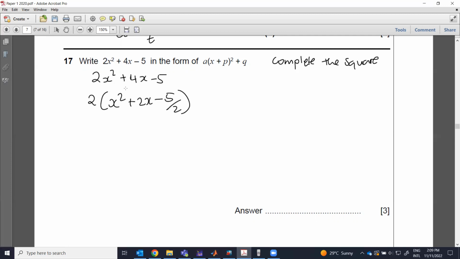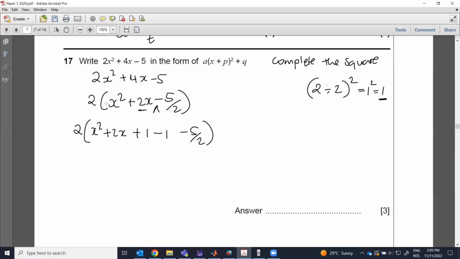So notice I didn't say divide everything by 2, because if I divide everything by 2, I've changed the question. It's no longer the same as the way it was given. Then what you do is you look at this term here, this plus 2, what you're going to do with it is you're going to divide it by 2. So I say 2 divided by 2, and then the answer you get, you're going to square it. So 2 divided by 2, this is 1, 1 squared is 1. And with this 1 that you get here, you are going to add it and subtract it. So you have 2x squared plus 2x, you say plus 1 minus 1, then minus 5 over 2.